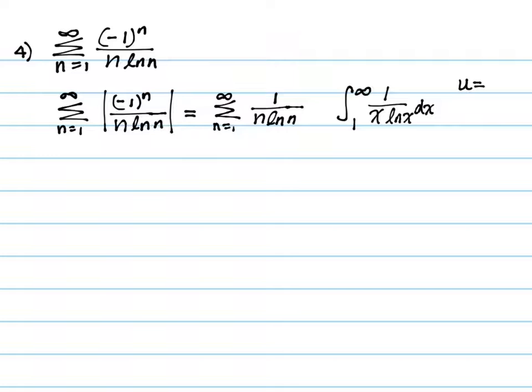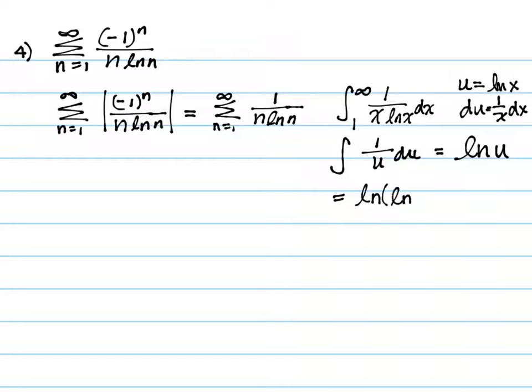So what would u be? ln x and du is 1 over x dx. So this will get rewritten as, and I'll leave my limits of integration off for the moment, 1 over u du. Is that okay? What's the antiderivative of 1 over u? Yeah, ln u. And u is ln x, so this becomes the natural log of the natural log of x, like that. And I can put my limits of integration back on.